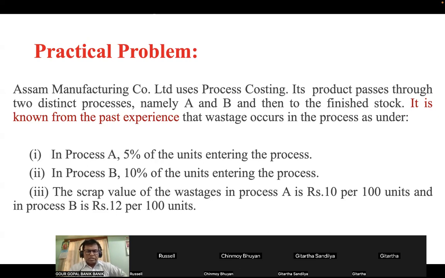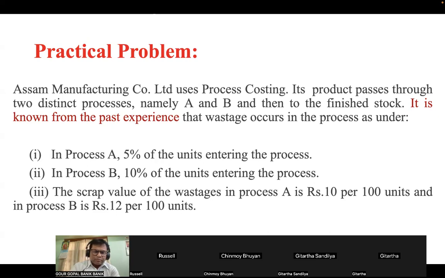So they are saying the scrap value of the wastages in process A is rupees 10 per 100 units. If the loss is in process A, then it is rupees 10 per 100 units. This is the rate. You can sell at 10 rupees per 100 units. And if it is the loss of process B, because it is a bit improved, isn't it, you can sell at 12 rupees per 100. So they have given the facts, you have to go ahead. And this way you sell the scraps, sell the losses.